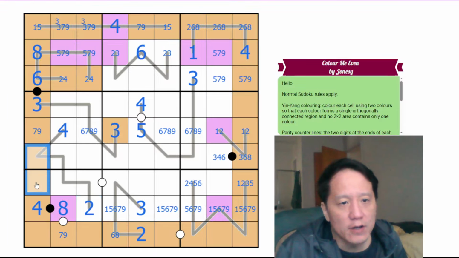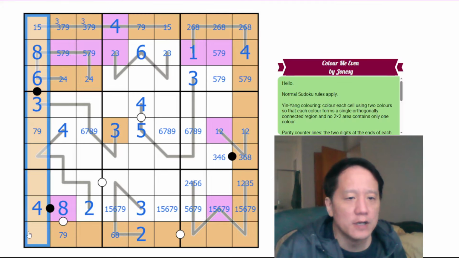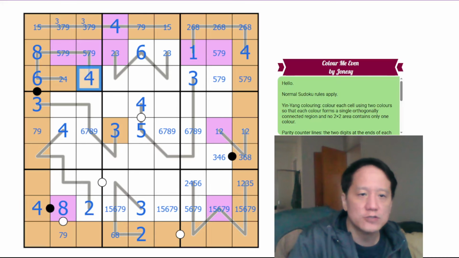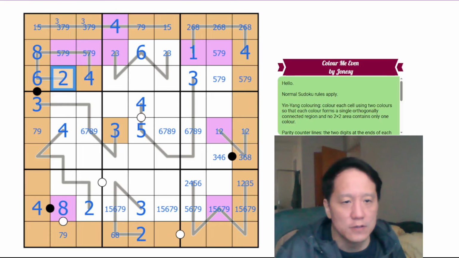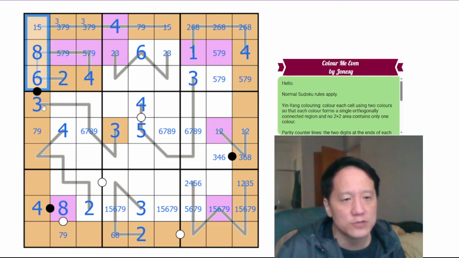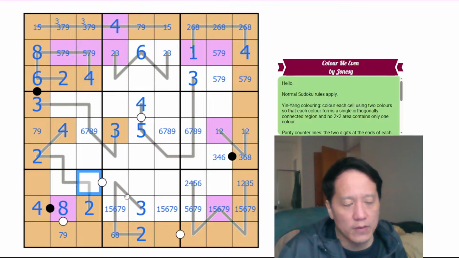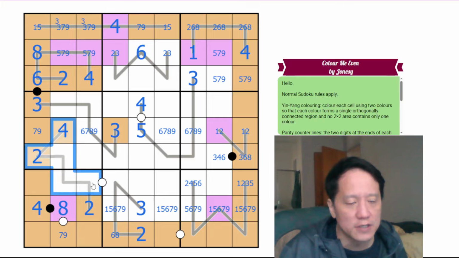Where is the 2 in column 1? Can't be here because of 2 in the box. Actually, this 2 eliminates 2 here. So this is 4, this is 2. And 2 can't be here because of 2 in the box. So 2 can't be here because of the 1-2 pair in the row, so 2 has to be here. So the evens are orange on this line. Okay. That means there are 4 oranges on this line.